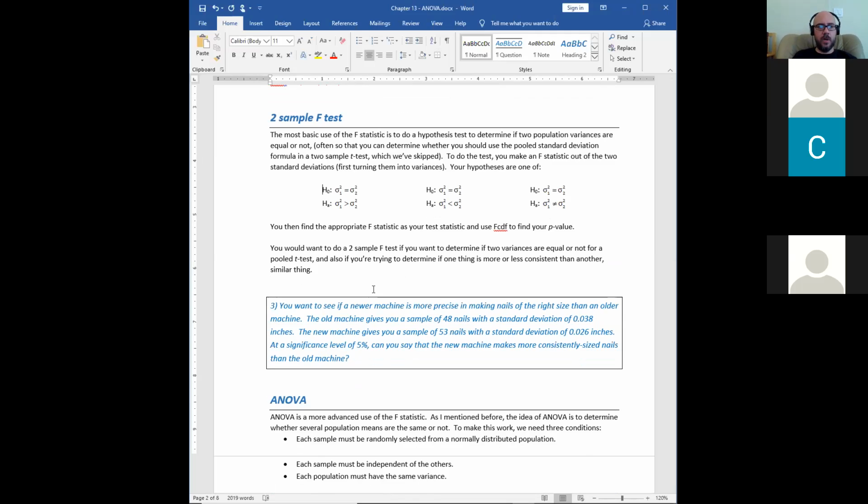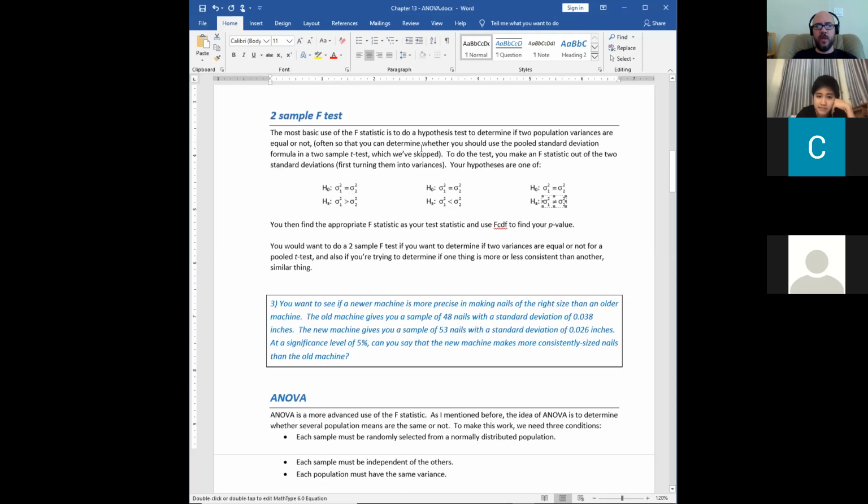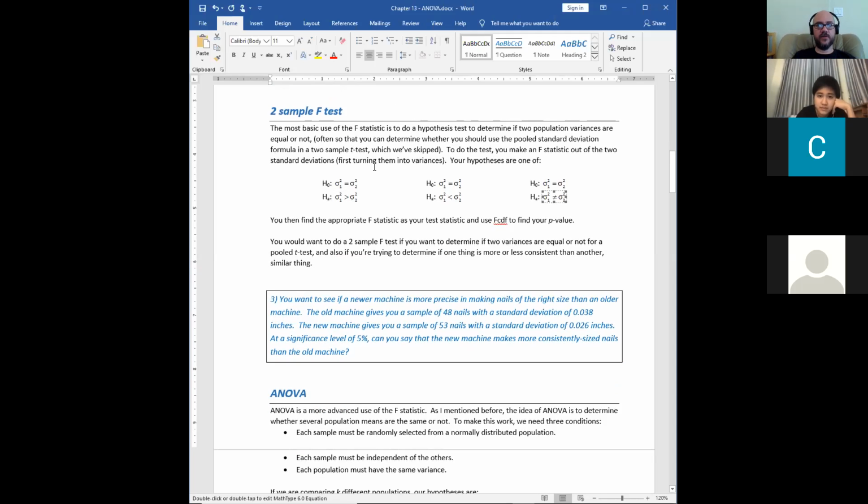So our null hypothesis in each case is given in terms of variance, but if you write it in terms of standard deviations, it works fine too. That variances are equal in each case, and then the alternative can be that one is bigger than the other, one's smaller than the other, or that they're just not equal. Which is pretty easy to handle, to be honest. We just make an F statistic out of the sample variances, and then find our p-value, which is just the area in the F statistic. So that's basically it.